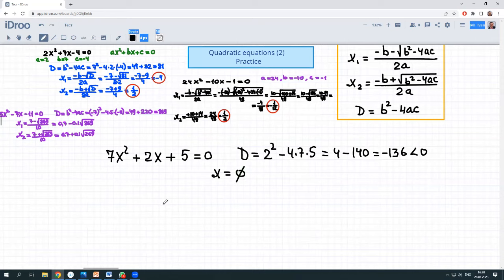This could happen, okay? So these are a few examples of how we can solve quadratic equations. Let's stop at this point. We'll get more of them in future.